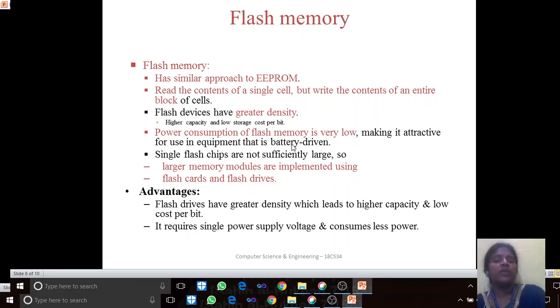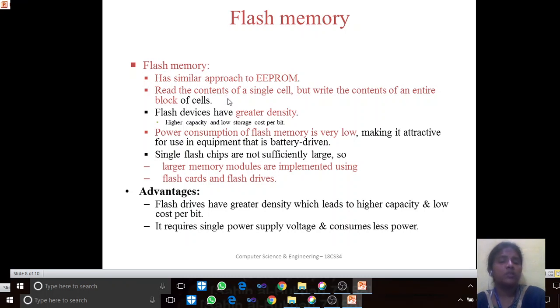What is flash memory? It has a similar approach to EEPROM, electrically erasable programmable read-only memory. It reads the contents of a single cell but writes the contents of an entire block of cells. Reading is only one cell but writing is block writing. Flash devices have greater density. The life of flash devices is very high. They have higher capacity and low storage cost per bit. The capacity to store information is very high.